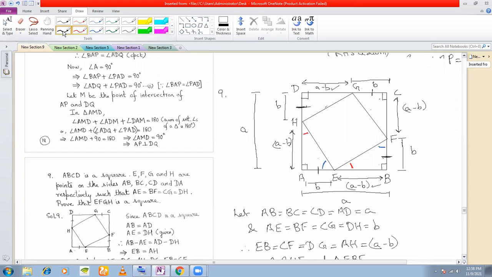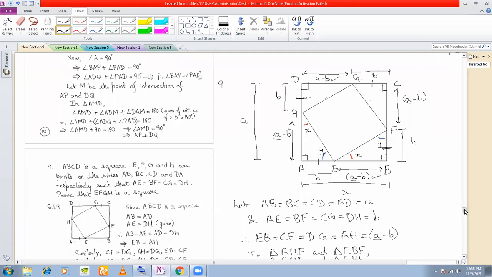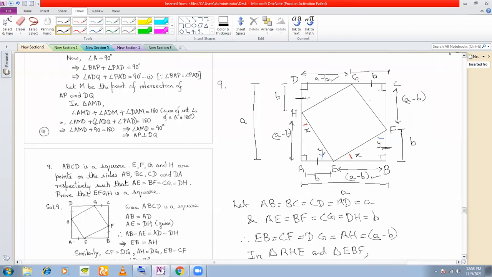Now see, if I take this angle as X, this angle will also be X. If I take this angle as Y, this angle will be Y. Now consider this triangle here. One angle is 90 degrees, and the other two angles are X and Y. And what is the sum of interior angles of a triangle? 180 degrees. So X plus Y plus 90 must be equal to 180, right? Yes, sir.